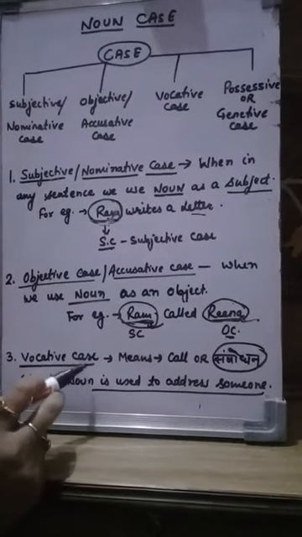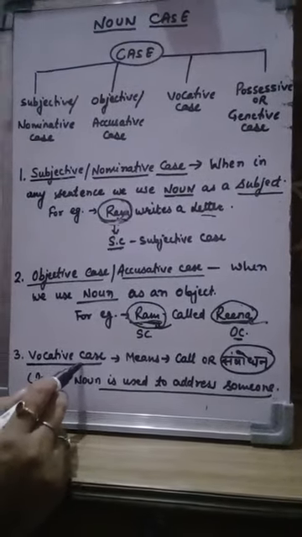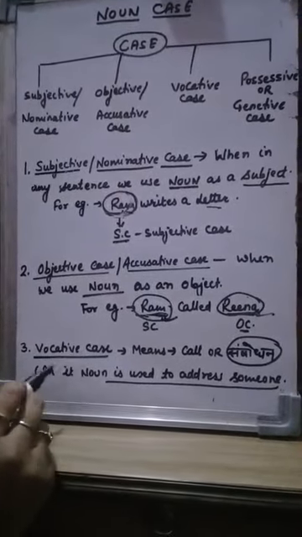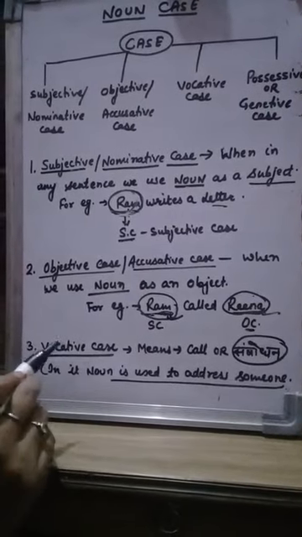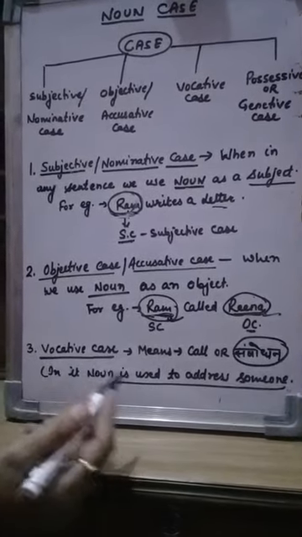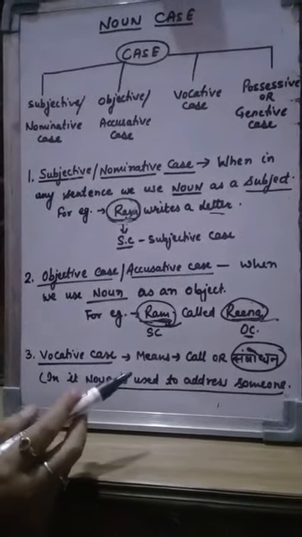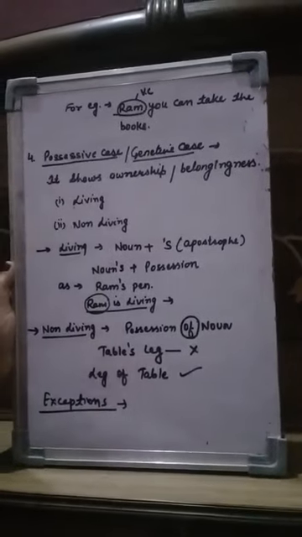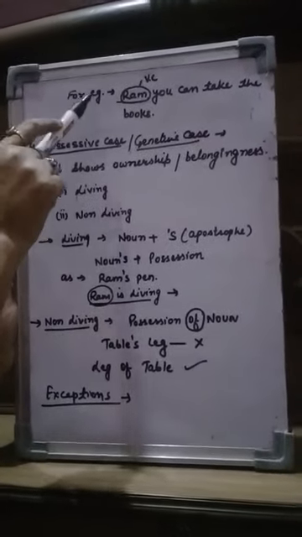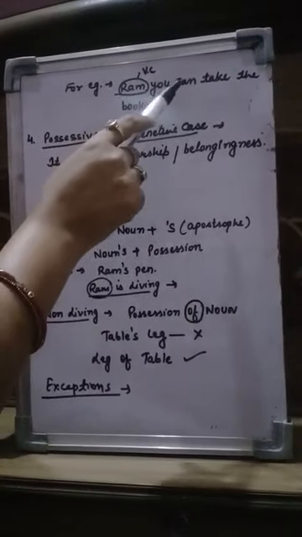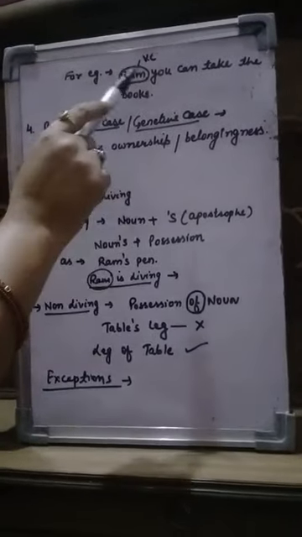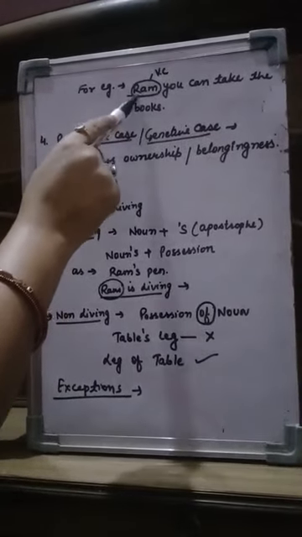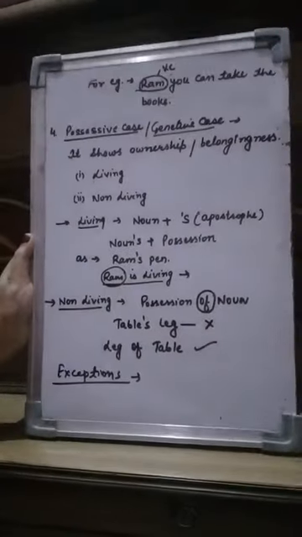Next is the vocative case. Vocative means to address someone or to call someone. In any sentence, when we use a noun to address someone, it is called the vocative case. As in the vocative case, we have an example: Ram, you can take the books. Here, someone is addressing Ram. Ram, you can take the books. So Ram is the vocative case.